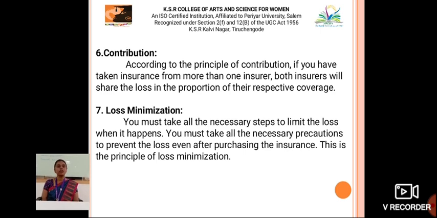Loss minimization. You must take all the necessary steps to limit the loss when it happens. You must take all the necessary precautions to prevent the loss even after purchasing the insurance. This is the principle of loss minimization.